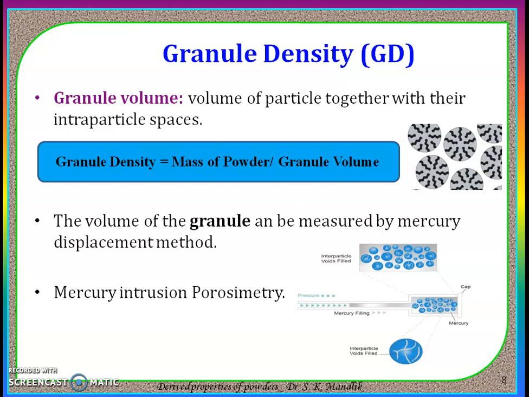The volume of the granule can be measured by the mercury displacement method. One of the commonly used apparatus to measure granule volume is mercury intrusion porosimetry, where the mercury is filled and passed. That mercury is not only passed into the particle, but also it will occupy the intraparticle space.